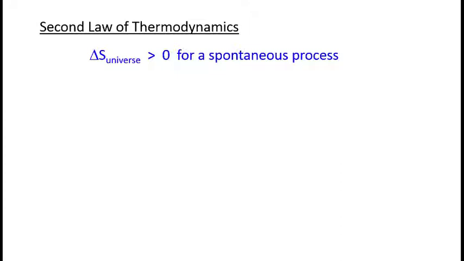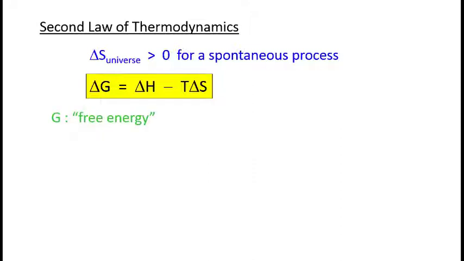The relationship we use is this: ΔG equals ΔH minus TΔS. G is called the free energy, so ΔG is the free energy change for the system. ΔH and ΔS are for the system, not the surroundings or the universe. T is in kelvins, so it is always positive, but as we know, ΔH and ΔS can be either positive or negative for a given process.